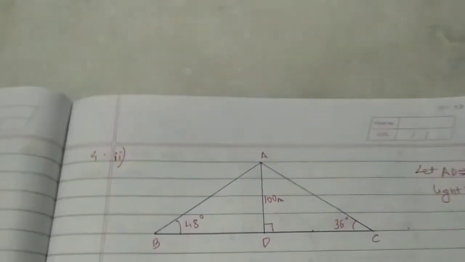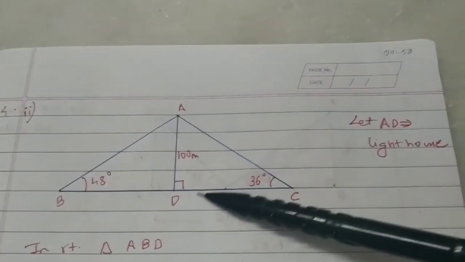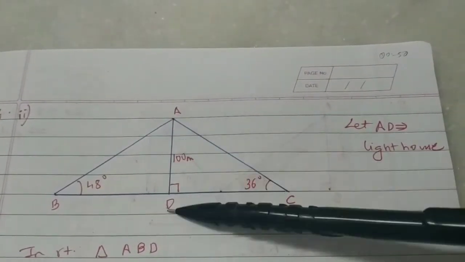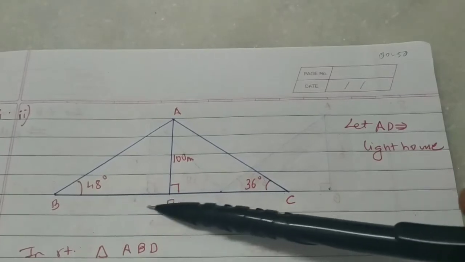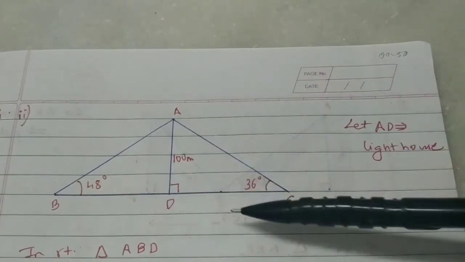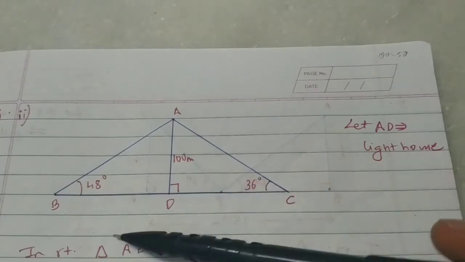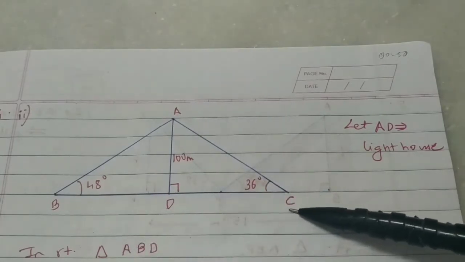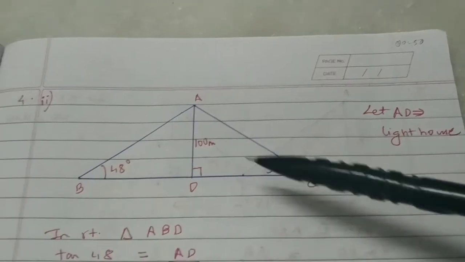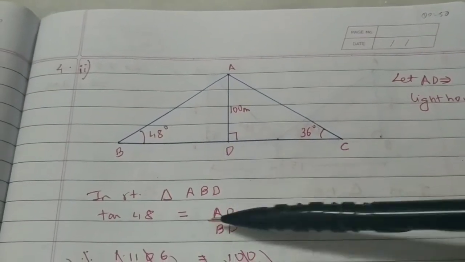So the diagram is like this. We'll assume AD as the lighthouse, 100 meters high. So we have to find BD from this triangle and find DC from this triangle, and just add it. So we'll find BC, which is the distance between the two ships. So in right triangle ABD, use tan 48.